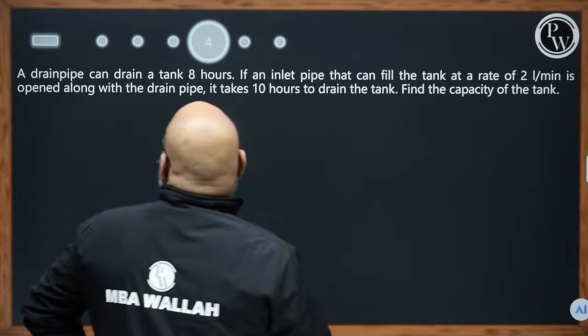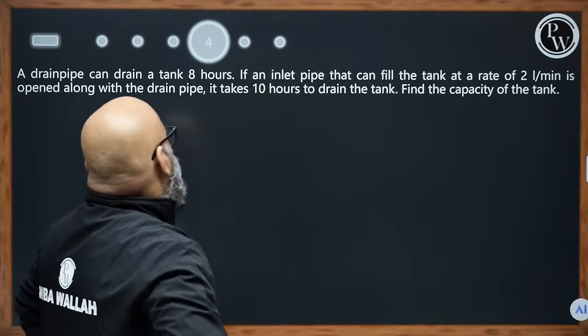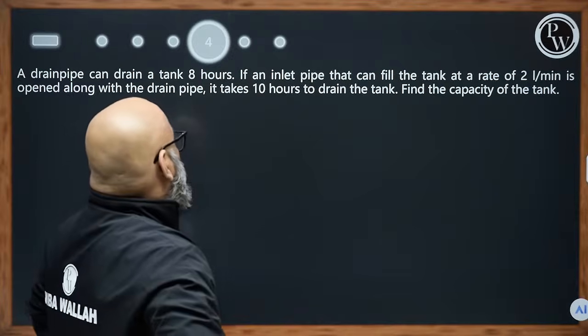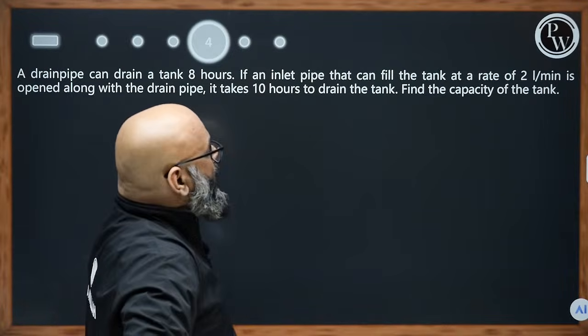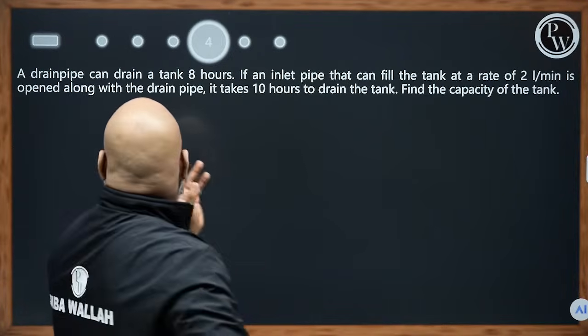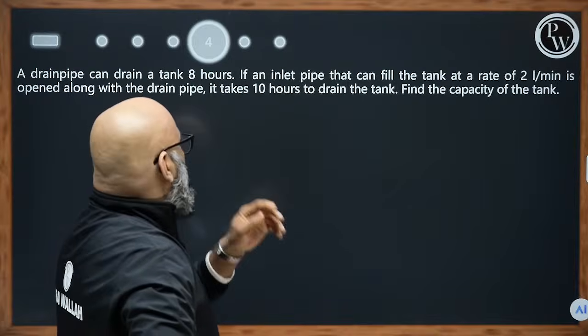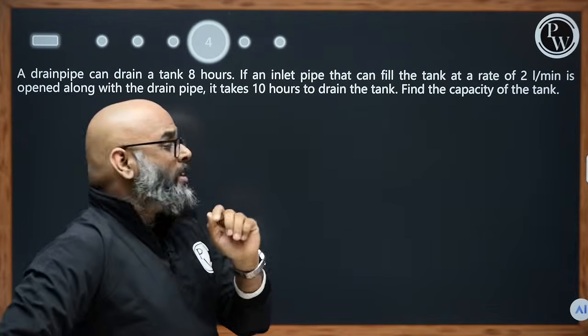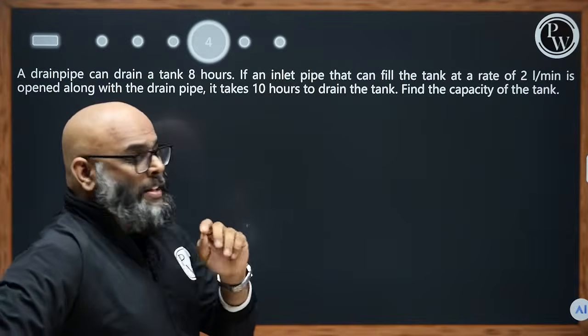Now we'll do this. A drain pipe can drain a tank in 8 hours. If an inlet pipe that can fill the tank at a rate of 2 liters per minute is opened along with the drain pipe, it takes 10 hours to drain the tank. Find the capacity of the tank.